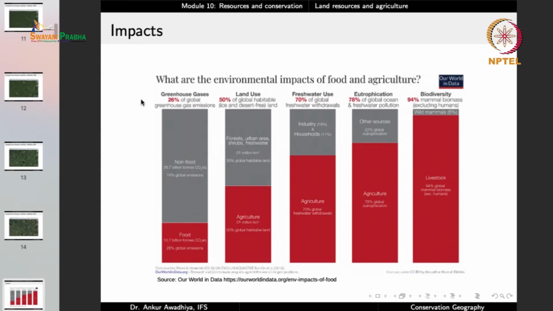Like if you look at greenhouse gases, then 26%, that is roughly 1/4 of global greenhouse gas emissions, is coming from the agriculture sector. We have seen that it is using 50% of the global habitable land. If you look at freshwater usage, then 70% of global freshwater withdrawals are happening only for agriculture.